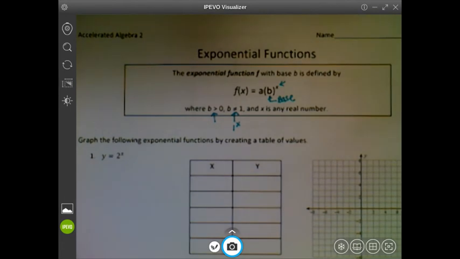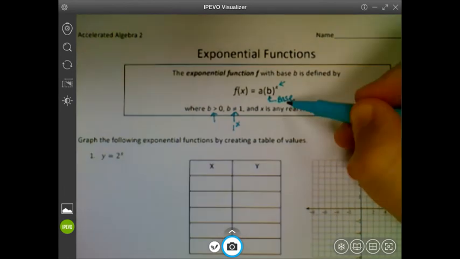And that is not going to make an exponential function. That's actually just a different scenario, a series of numbers that alternate back and forth between positive, negative, positive, negative. So that doesn't fit in with our exponential functions. So the base can never be negative.